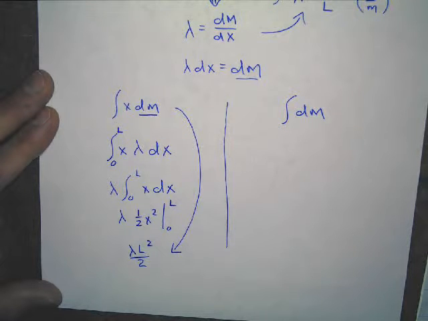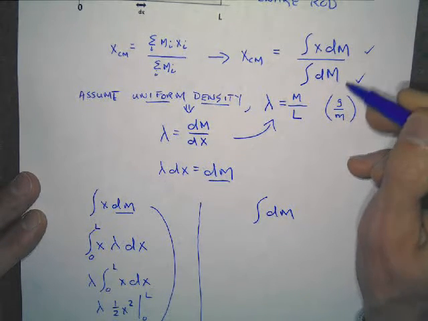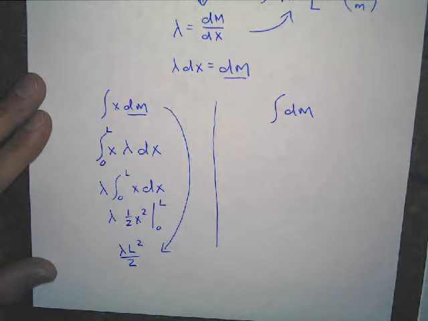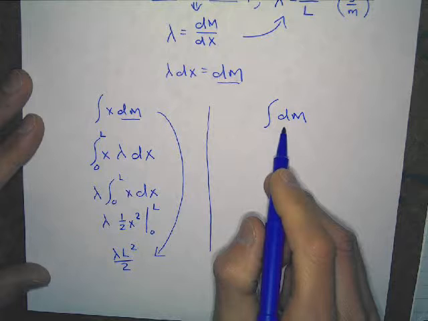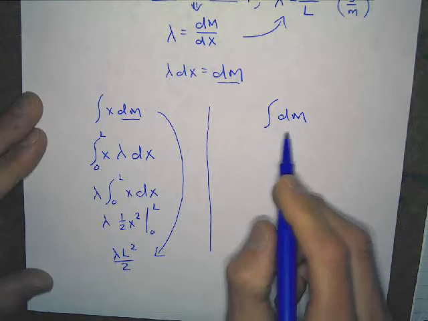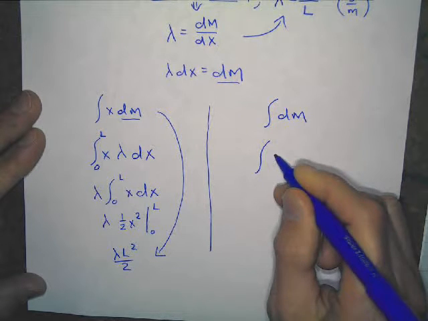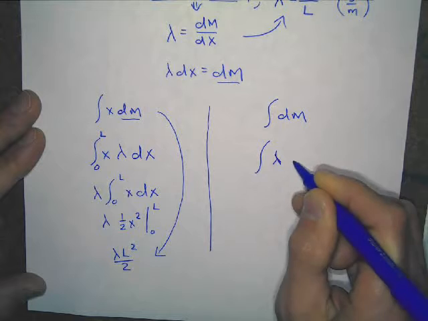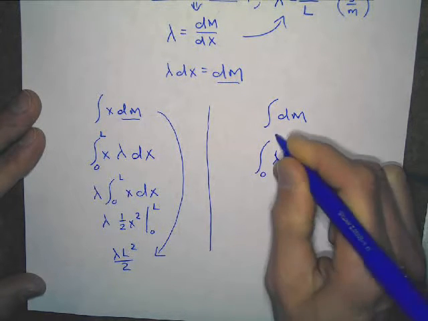Now remember, that's just the top part of the integral. We've only evaluated the top part here, and now we have to do the bottom part. And when we do that, maybe some things will cancel out, and we should get a simpler result. So for the bottom part, we do the substitution again. For dm, we're going to do lambda times dx, and I'm going to integrate from 0 to L.